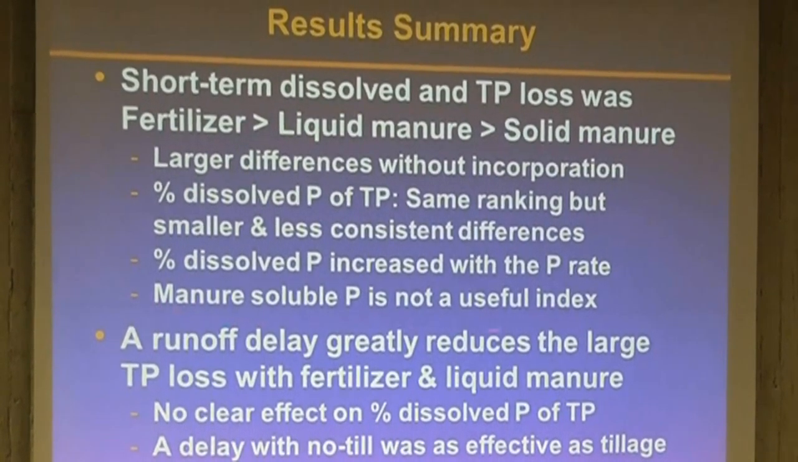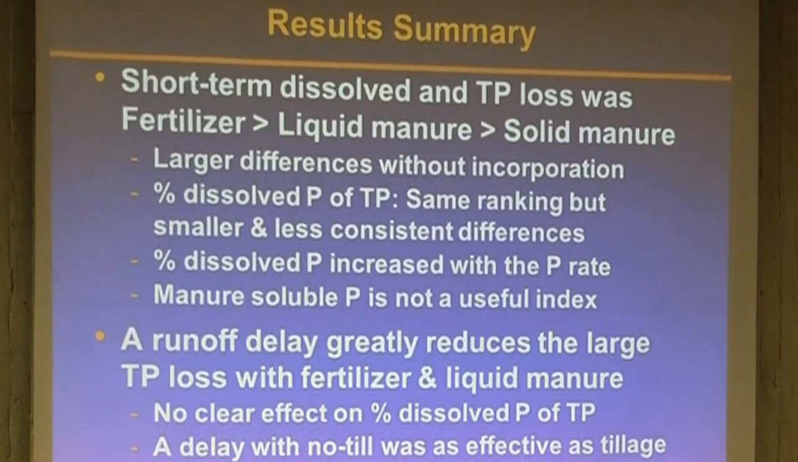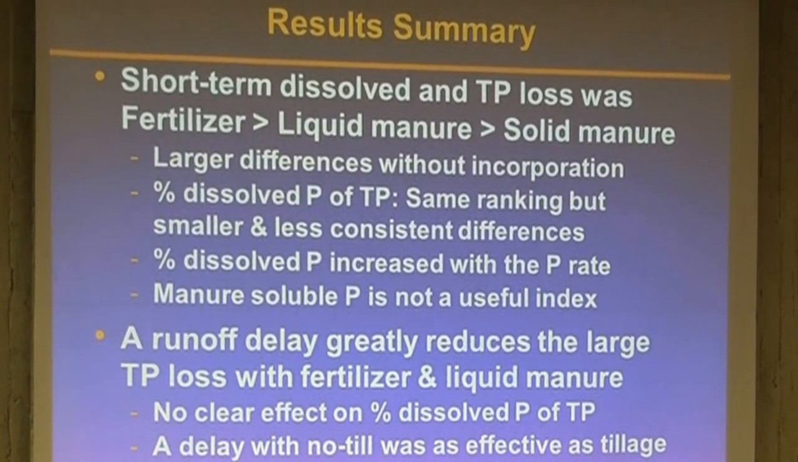And analysis of soluble P in the water, soluble P in the manure, was not a good index to describe these results. The other important result is that runoff delay does reduce the large total P losses that we have with fertilizer and manure, especially when applied to the surface. There's no clear effect on the proportion of dissolved P. And often, according to our research, a delay in the runoff event in no-till was as effective as tillage or better at reducing the losses of both the dissolved P and the runoff.